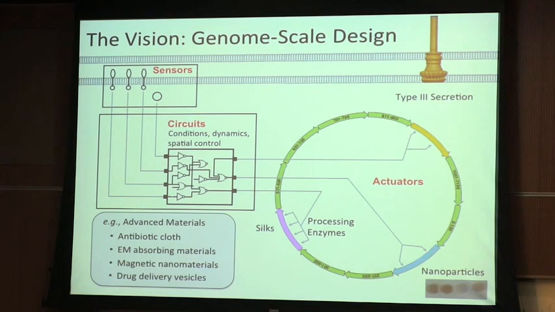And so my lab is focused on each one of these steps. So being able to sense environments, to be able to process that information with circuitry, and then to control different outputs. What I'm going to focus on in this talk is the last of those steps. So being able to convert any cellular function into an actuator that can be turned on and off whenever we want, and to be able to transfer those cellular functions between organisms as easily as possible.